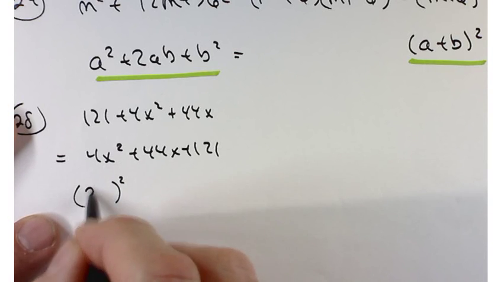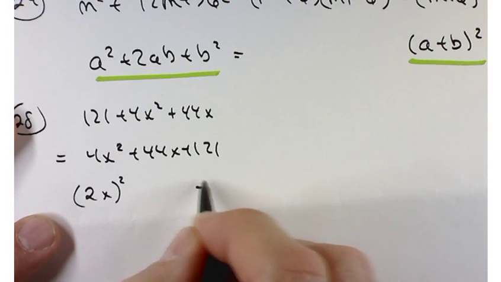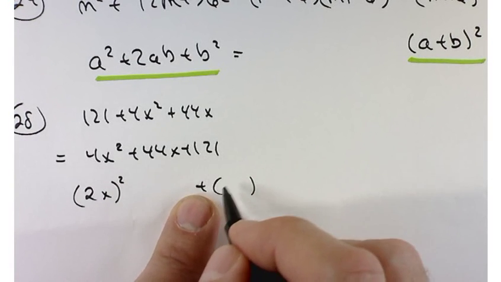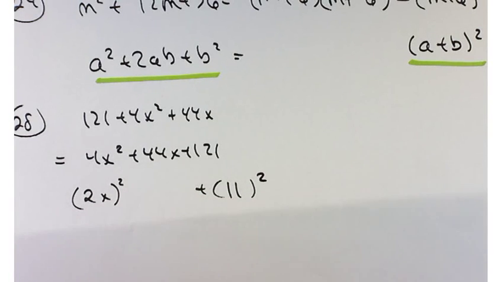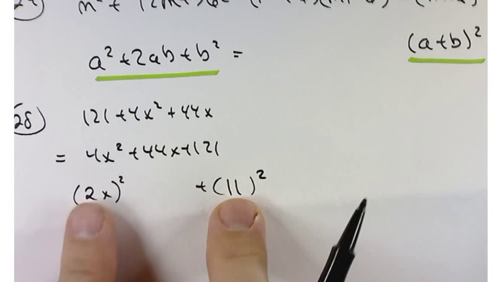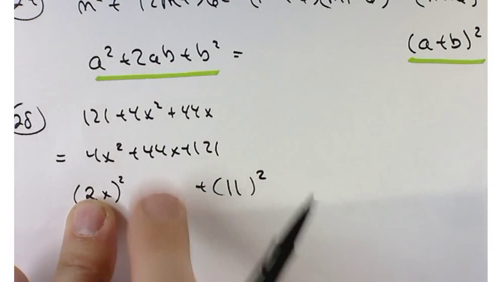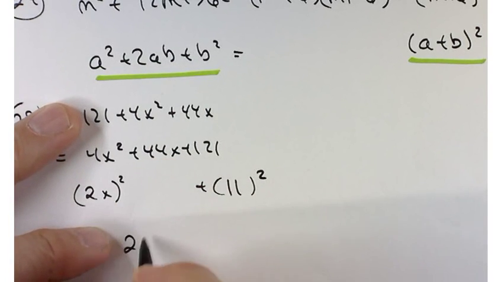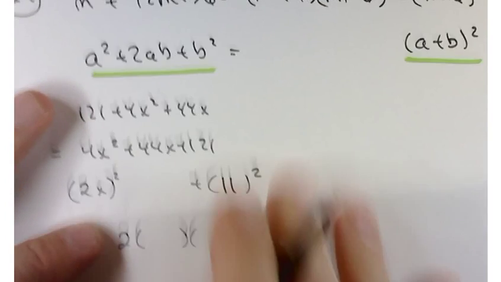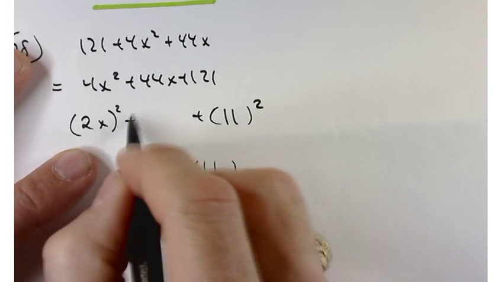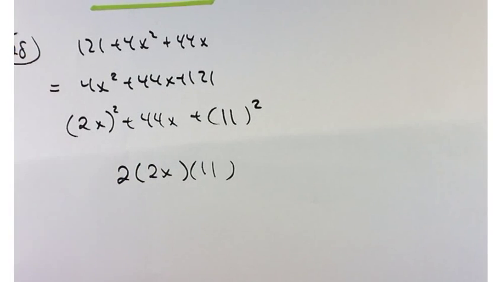Now, if the end terms are squared, let's check to see if the middle term fits the pattern. Is it 2 times a times b? Well, 2 times 2x times 11 would be 44x. So it fits that pattern. That's nice because that tells me that I can rewrite this as 2x plus 11 quantity squared.